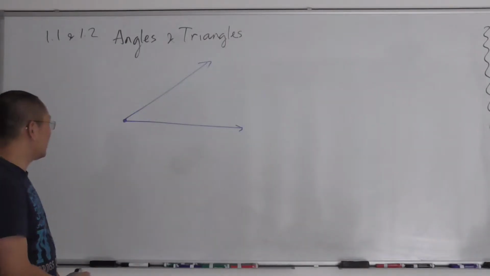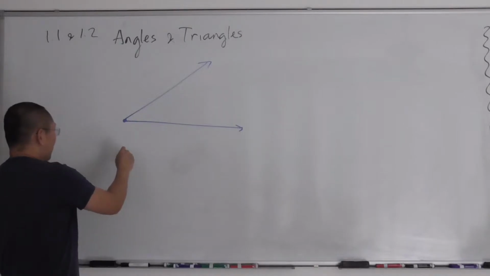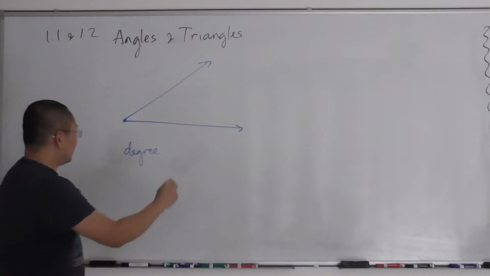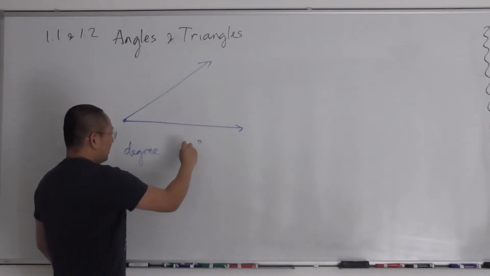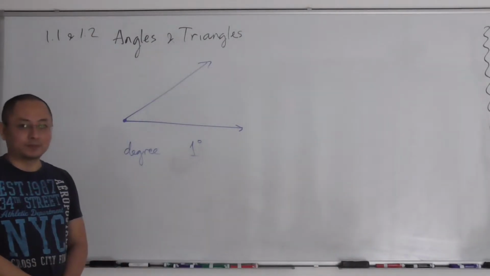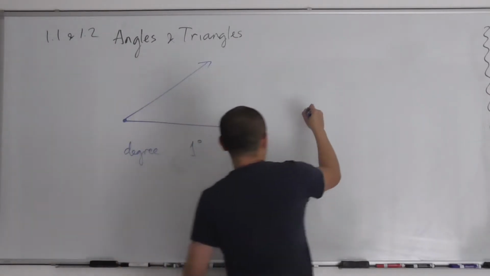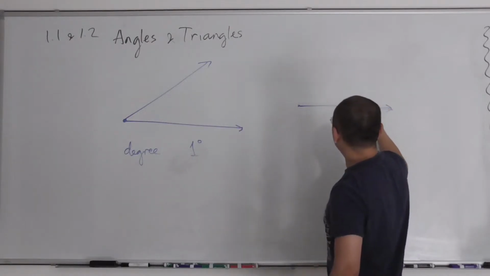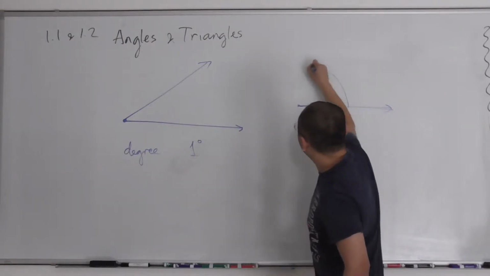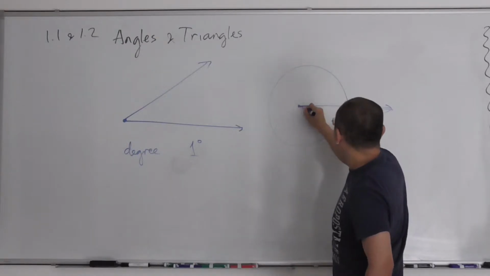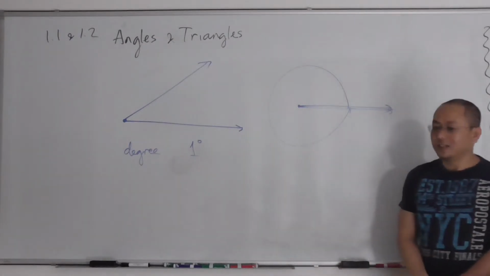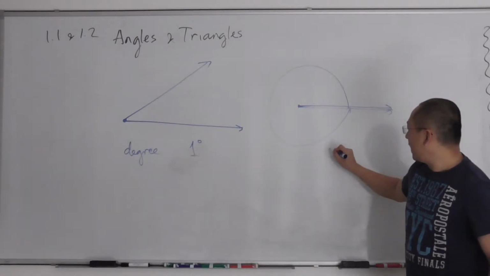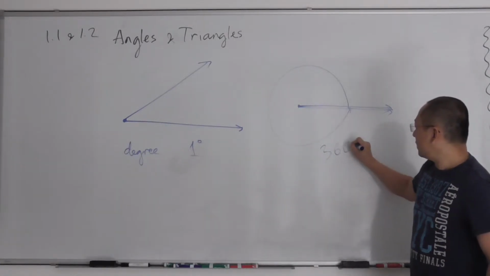The angle is measured by something called degree. As you all know, degree is denoted by the little dot, so 1 degree is written this way. So if you have a complete circle, means what? A ray, and then the second one goes all the way back to the same place this way. It's called a complete circle, which is twice 180, which is 360 degrees.